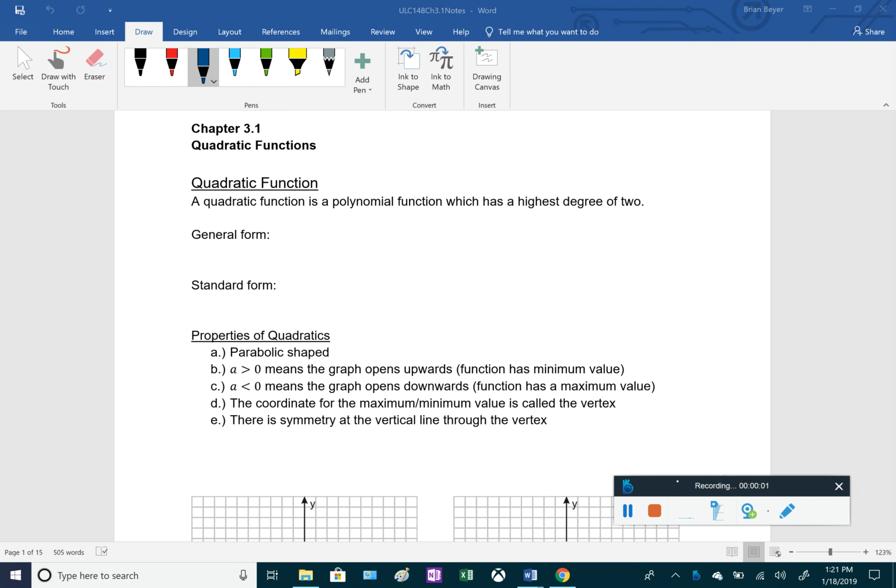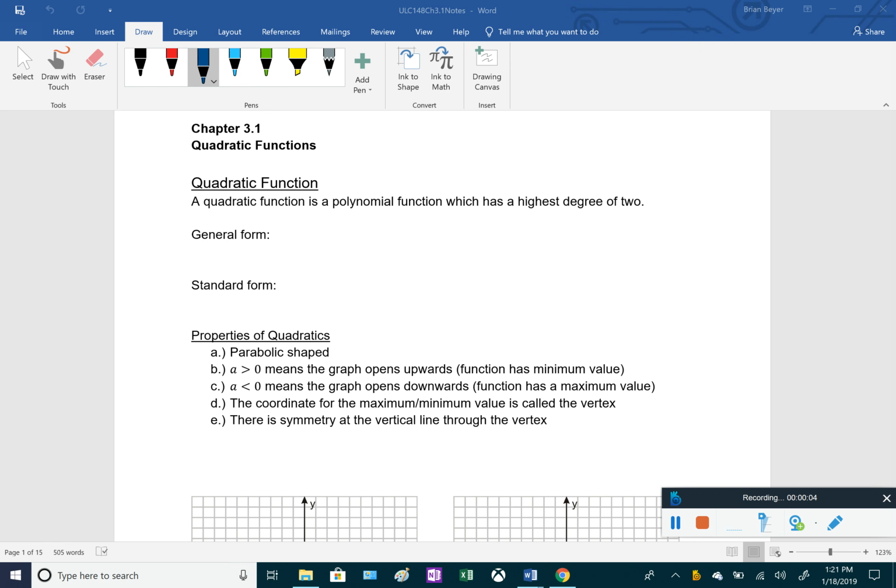Okay, chapter 3.1, this is going to be quadratic functions. So a quadratic function is just a polynomial function which has the highest degree of 2, meaning the largest variable exponent is 2. So there's going to be two different forms that we're going to be seeing these in. There's going to be general form and standard form.